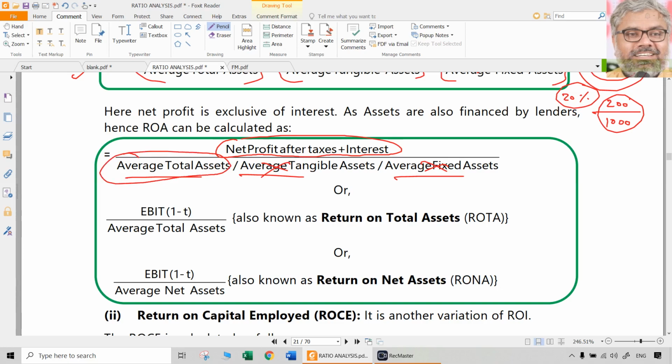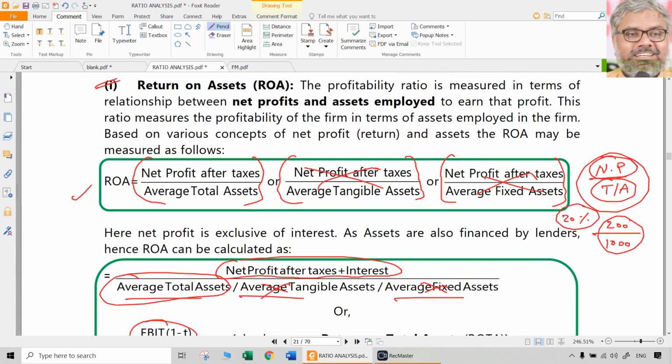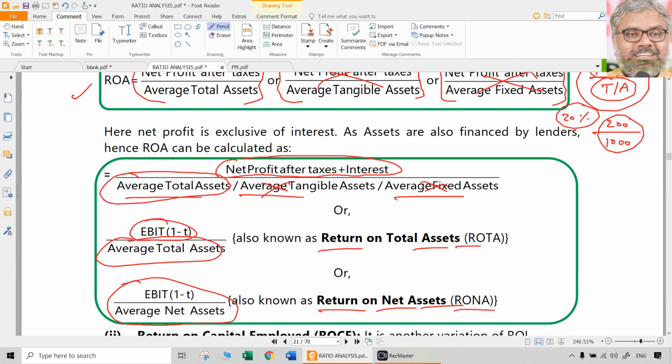So just taking net profit after taxes is one way. Net profit after taxes plus interest is another way. Or otherwise it can be taken like this: EBIT multiplied by 1 minus tax rate divided by average total assets. This can be called return on total assets, and EBIT into 1 minus tax rate divided by average net assets can be called return on net assets. These many variations are there. Of course, under normal circumstances, it is just net profit by total assets.